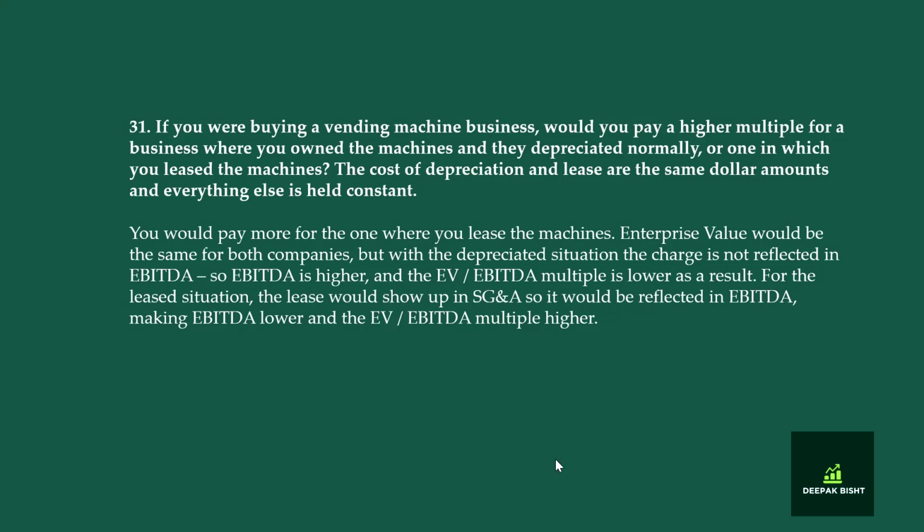So business A owns the machine, records the depreciation each year, and business B leases the machine, records lease expense each year. So here you are told that the dollar amount of the depreciation and the lease payments are the same, and everything else is held constant. Because one is expensing it out and another one is depreciating it.